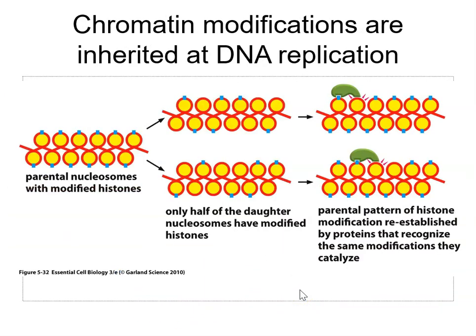Now, much like DNA replication maintained the 5-methyl cytosine methylation pattern, chromatin patterns are copied during DNA replication. So here we've got some DNA wrapped around histone cores in a cell. When that cell undergoes DNA replication, some of the histones will go one way, some of the histones will go the other way. So you'll end up with DNA here, which has got histone modifications on some of the histone cores, but not the others.